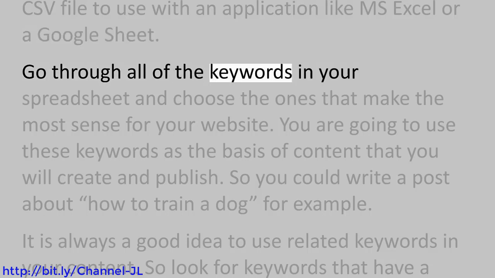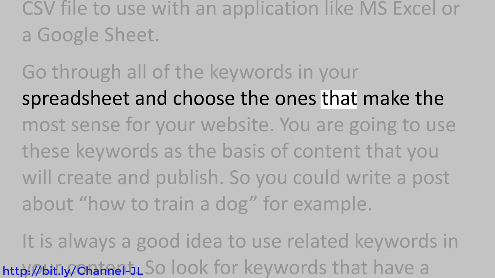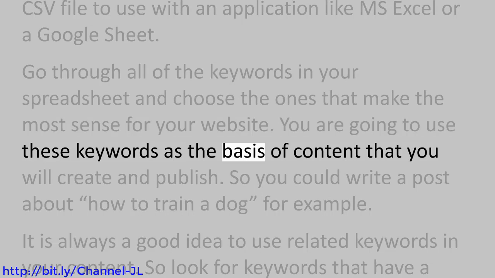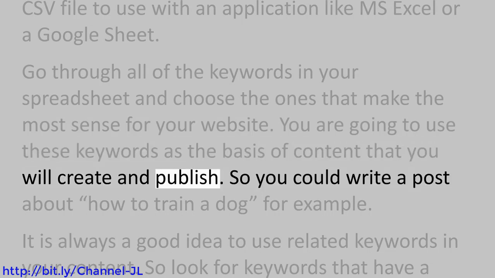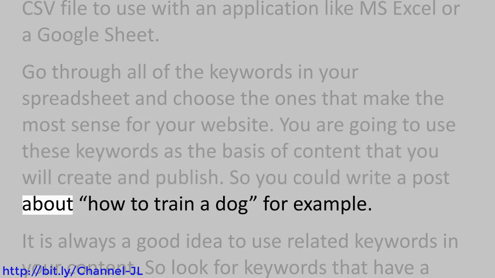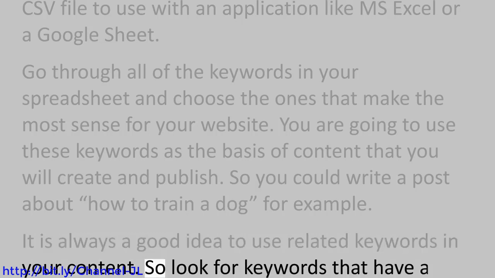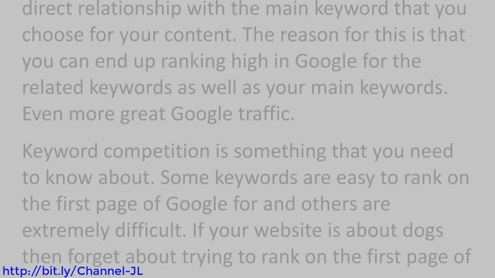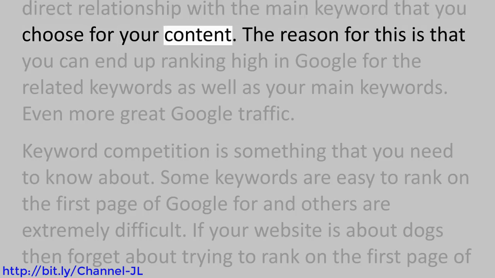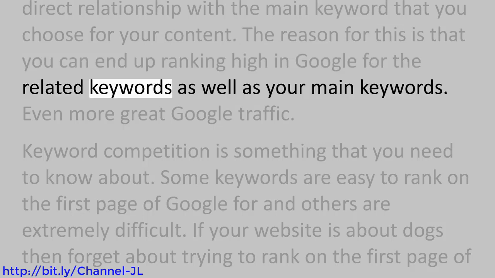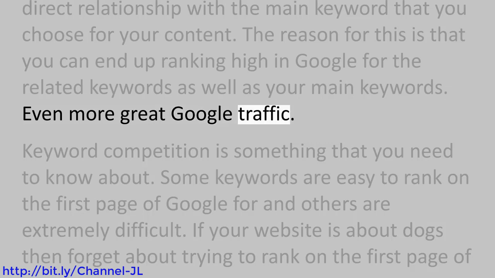Go through all of the keywords in your spreadsheet and choose the ones that make the most sense for your website. You are going to use these keywords as the basis of content that you will create and publish. So you could write a post about how to train a dog, for example. It is always a good idea to use related keywords in your content. So look for keywords that have a direct relationship with the main keyword that you choose for your content. The reason for this is that you can end up ranking high in Google for the related keywords, as well as your main keywords. Even more great Google traffic.